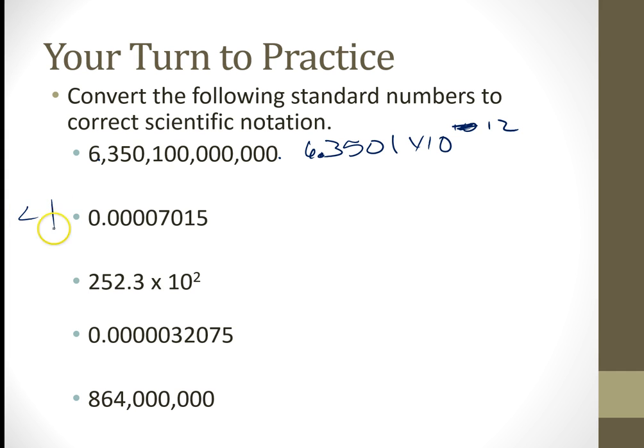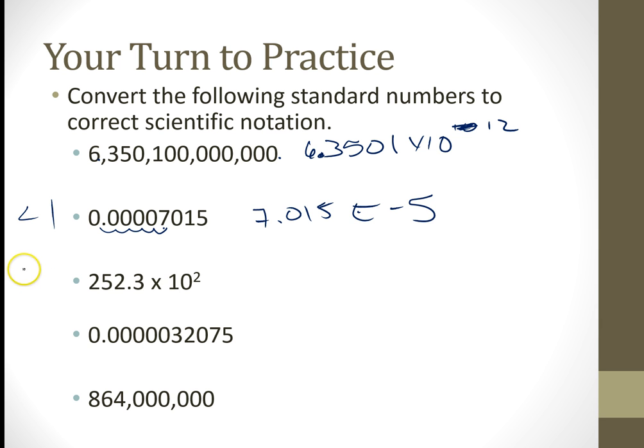Alright, this one is less than 1. So you're going to move that decimal between the 7 and the 0. And I'm going to use e's now. And I moved it 1, 2, 3, 4, 5 times. Negative 5.